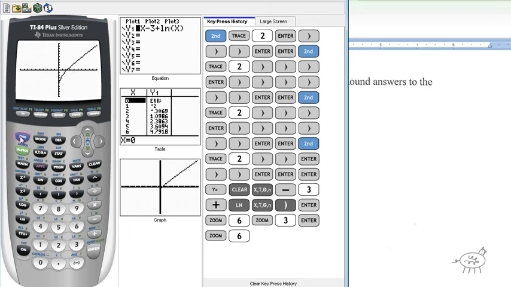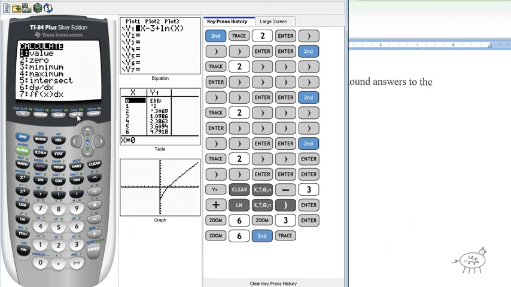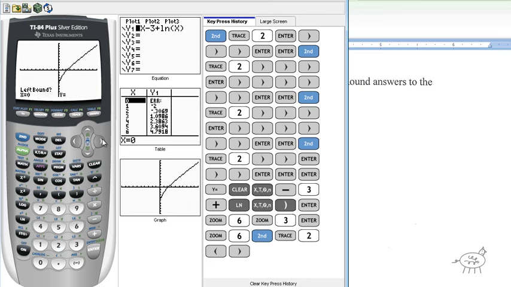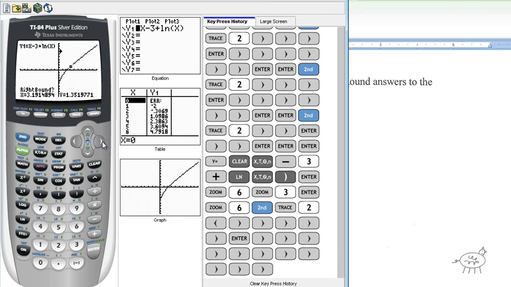So let's calculate it out. Second, calculate, intersection or 0. Left bound is going to be anywhere on the left side. Right bound here. Enter, and there we go. You can see the y says 0 because of course it's y equals 0. It's giving us our x-intercept, and it's 2.208.